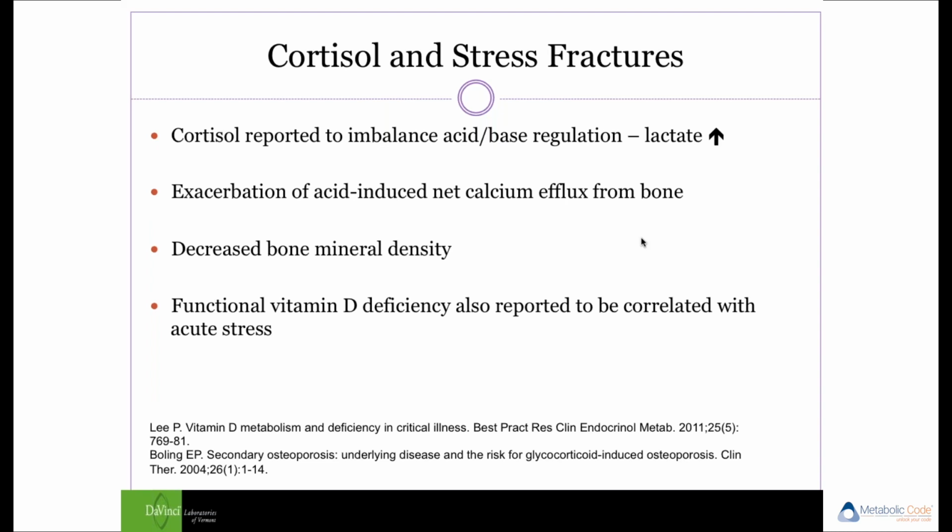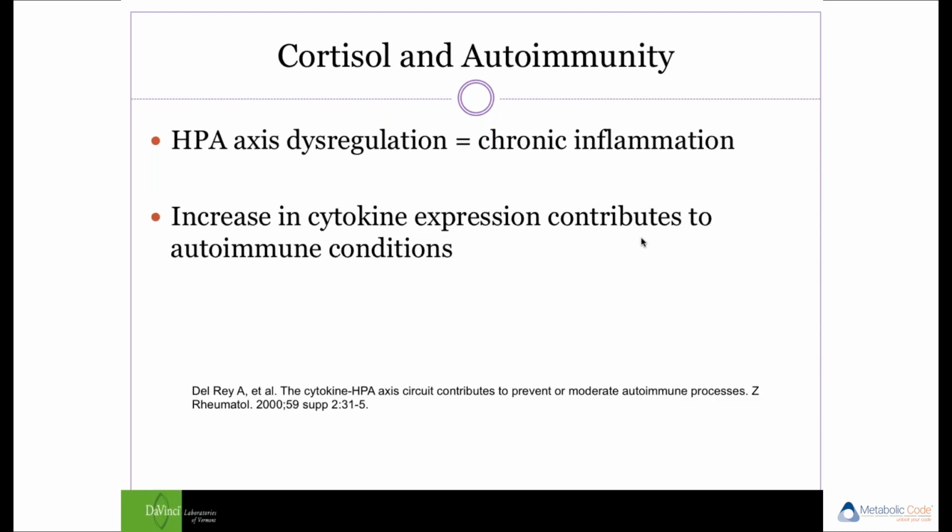Cortisol is also important because it can create changes in acid-base regulation with excess lactic acid production. So when we have a lower pH in the body, we start stripping out minerals from the bones to buffer the lactic acid in the blood, which can lead to decreased bone mineral density. And also, if you pair that with a functional vitamin D deficiency, this too has been correlated with acute stress. So stress can suppress vitamin D, stress can strip bones, and therefore it's been linked with frailty and fractures.